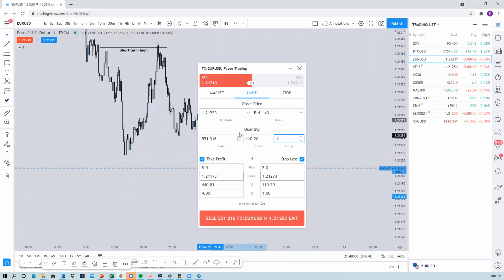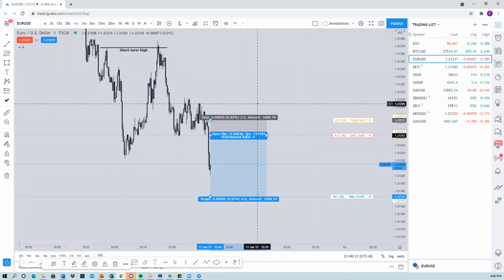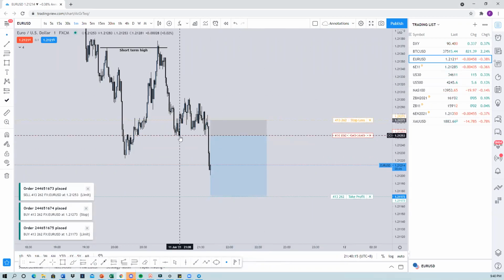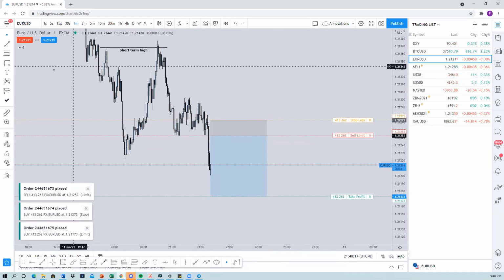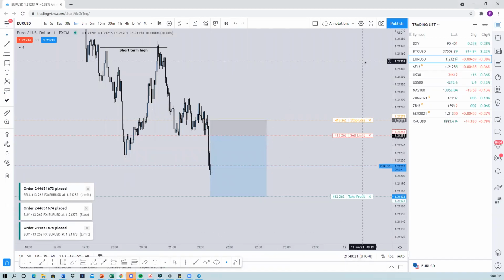I lost the earlier one, so I cut the risk in half. See if you can get it, but this is not a high probability session since this is not London close yet. So let's see what happens.